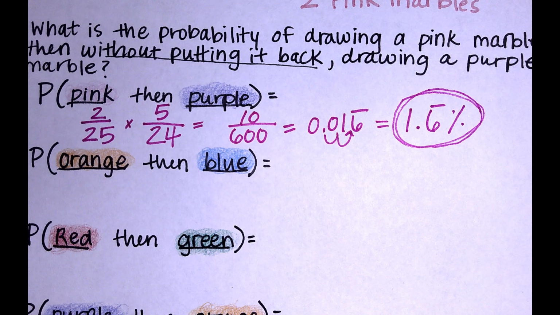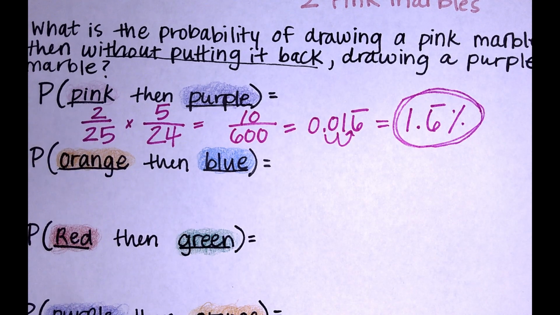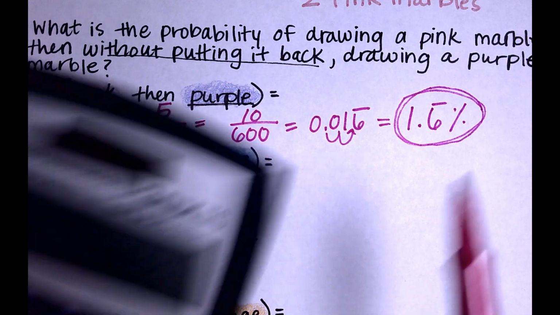5.5 over 5. Did you do 2 over 24? No, I did 224. 225. Interesting. What was your fraction that you got? 10 over 625. 10 over 625. Let me see how that would change.